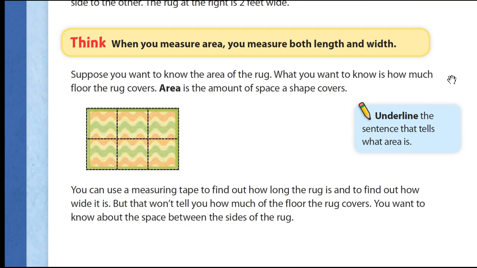Suppose you want to know the area of the rug. Well, you want to know how much the floor rug covers. We already did that. You could do multiplication, 3 times 2. It looks like they divided this into equal parts. So they just divided the rug like this, and that's how I know that 3 is the length and 2 is the width, and then they multiply. Or in this case, you could count all the squares.